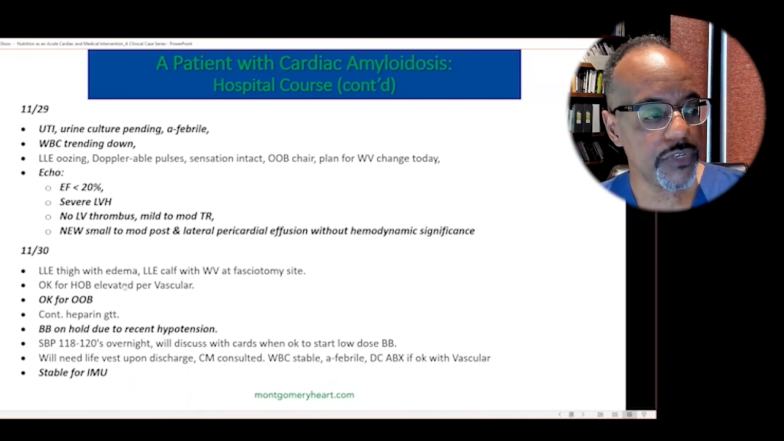By 3 days after he had the ablation and started the detox, there was still some edema, but he was okay to get up out of bed.